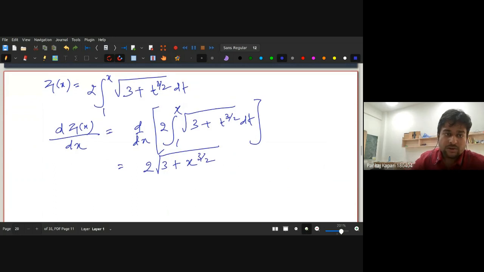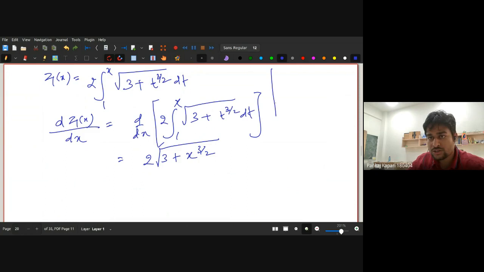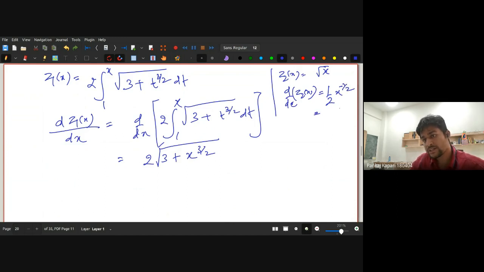Now what is the derivative of z2? What was z2? z2 was just root x, right? So what is this derivative? Is this half times x to the power minus half, right? Or we can write it as 1 divided by 2 times under root x.